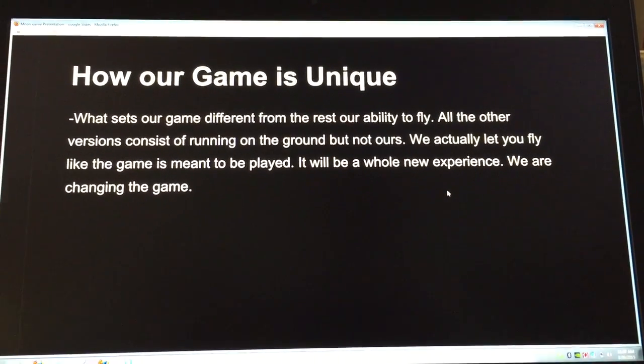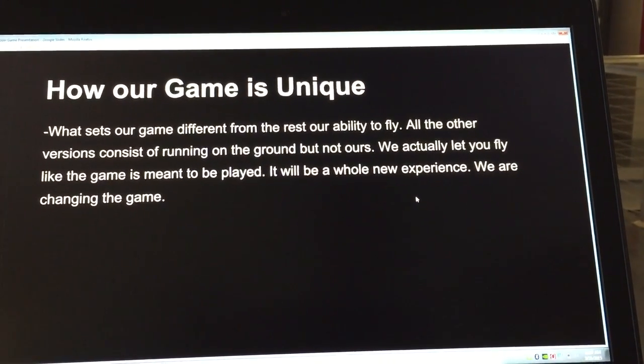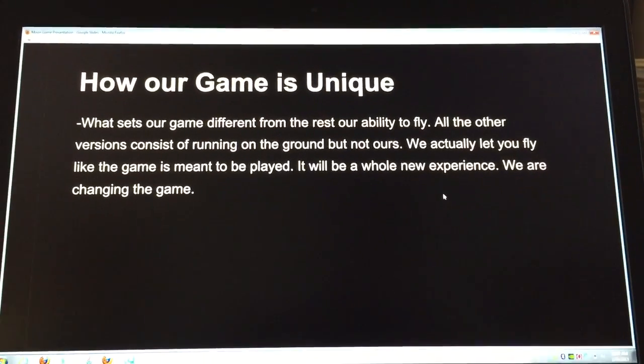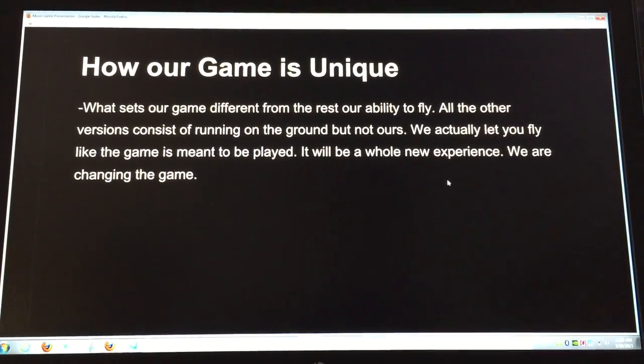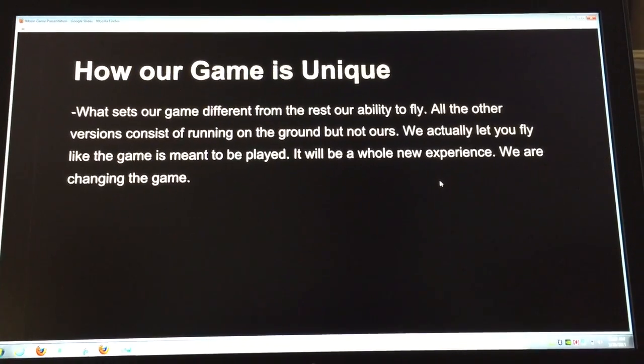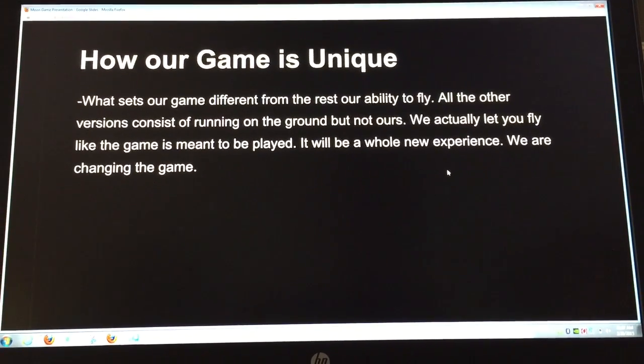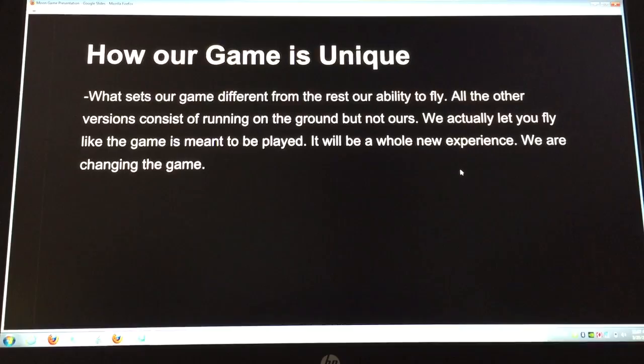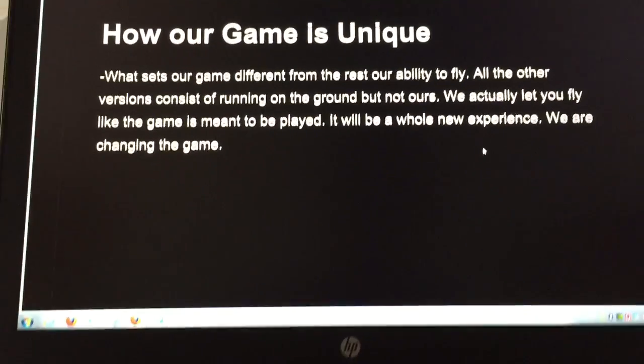How our game is unique. What sets our game apart from the rest is our ability to fly. All the other versions consist of running on the ground, but not ours. We actually let you fly, like the game is meant to be played. It will be a whole new experience. We are changing the game.